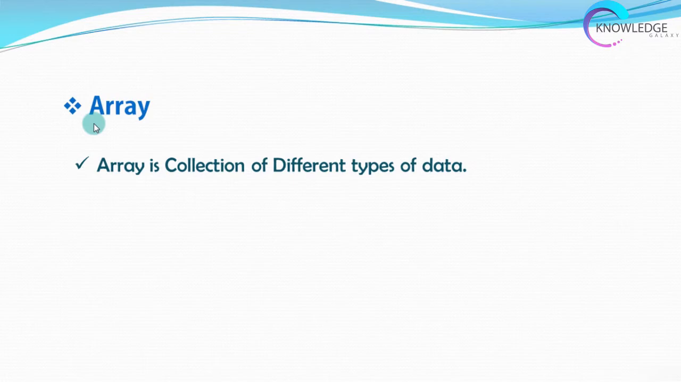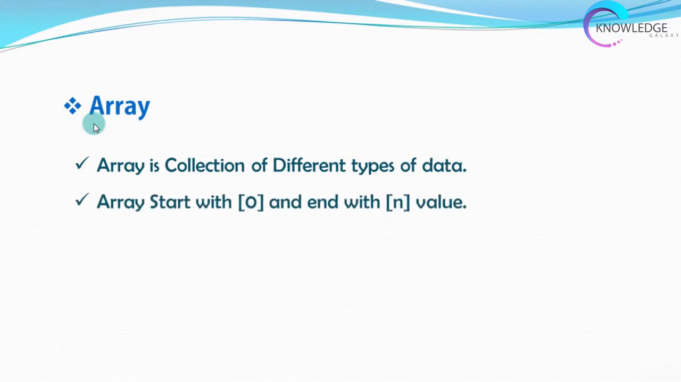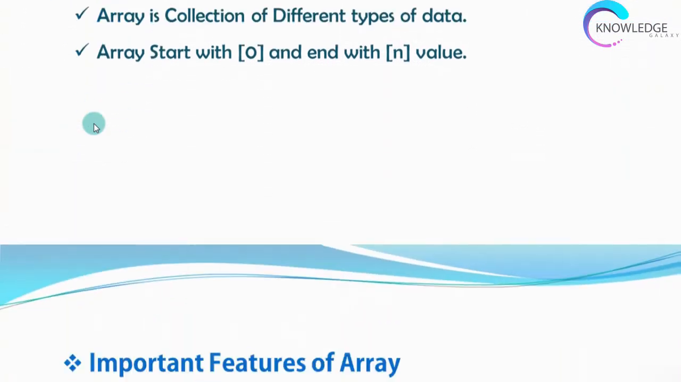Now let's move to the next topic, array. Array is just a collection of data. So the data means here a collection of different types. It may be primitive or object type. Array is a sequential data that starts with the 0 and ends with n. So the n refers to the endless value.